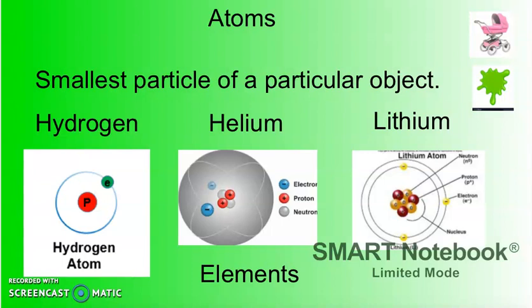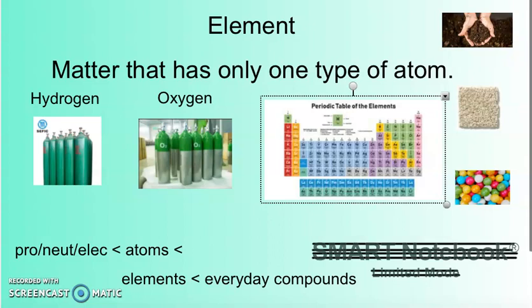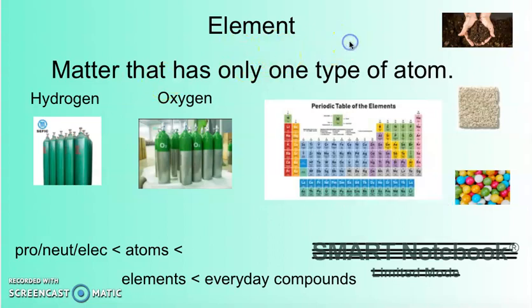So you have protons, neutrons, electrons, which are the building blocks of atoms. Atoms, which are elements, are the building blocks of the compounds, which we know as baby buggies and green slime and so on. So let's talk a little bit about what an element is. An element is matter that has only one type of atom.